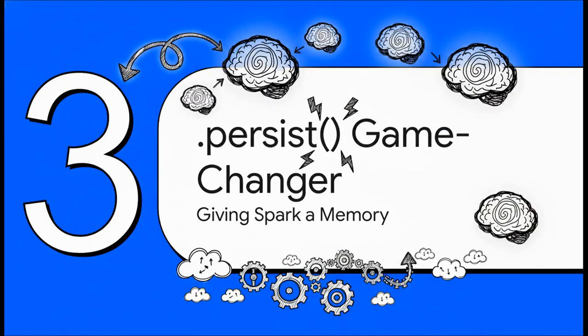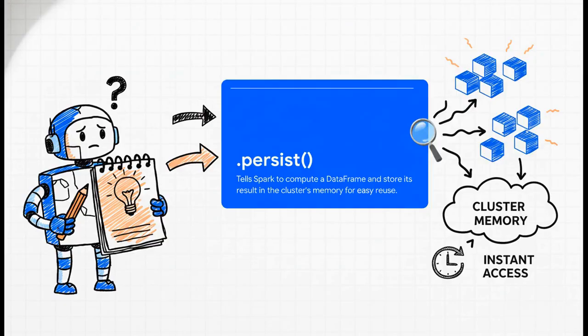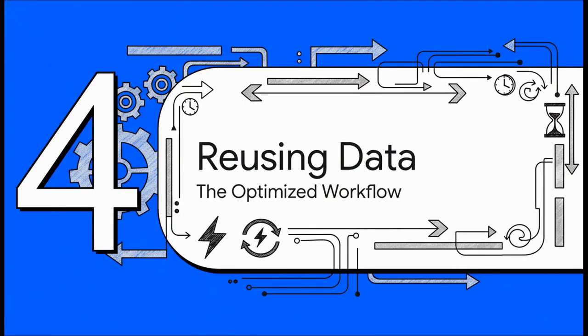Well, this brings us to the hero of our story, a command that's like a secret weapon for Spark developers. Let's talk about the .persist game changer, the simple command that gives Spark a memory. So what does .persist actually do? It's kind of like handing our forgetful assistant a notepad. It's a command that says, hey Spark, once you finish that huge calculation, don't throw it away. Save the result right here in the cluster's memory. And just like that, the hard-earned result is stored and ready to be accessed instantly. No recomputation needed.